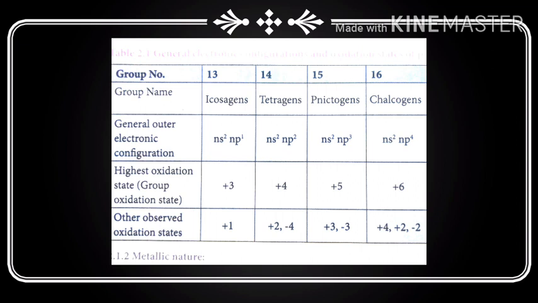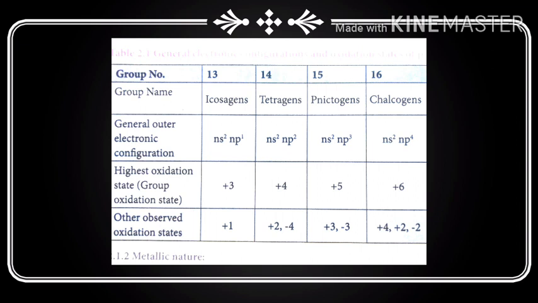So why? What is the reason? Once you move down the group, automatically its atomic radius increases. Because of that increase in size, there is an effective nuclear charge. When the number of protons increases, there is an effective nuclear charge. Due to that effective nuclear charge, in the outermost shell it has the ns2 np1 configuration.